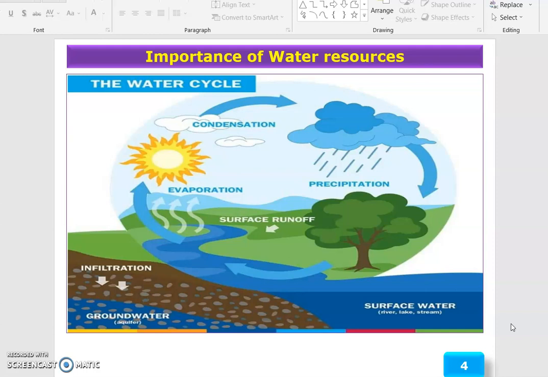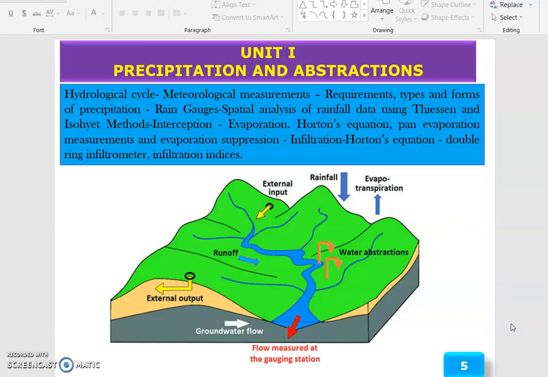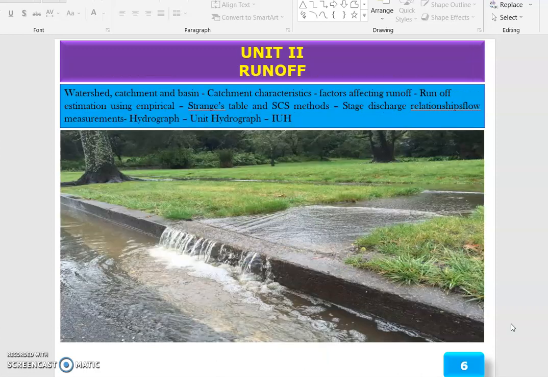into the surface water like rivers, lakes, streams, and the groundwater through the aquifer. So, Unit 1: precipitation and abstractions, hydrological cycle, meteorological measurement, requirement, types and forms of precipitation, rain gauges, analysis of rainfall data using Thiessen and isohyetal methods, interception, evaporation, Horton equation based, pan evaporation measurement and evaporation suppression, infiltration, Horton equation, double ring infiltrometer, infiltration indices.